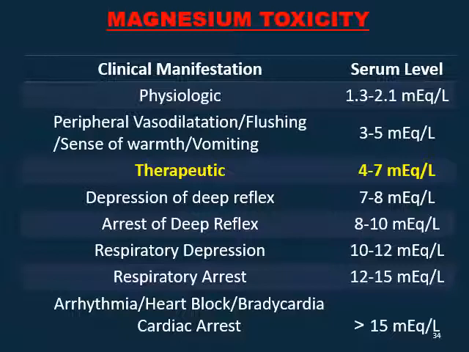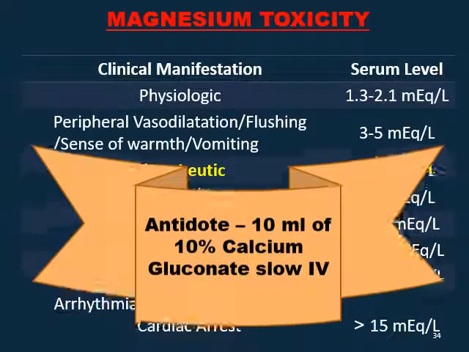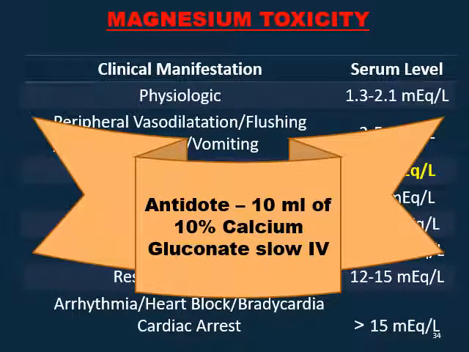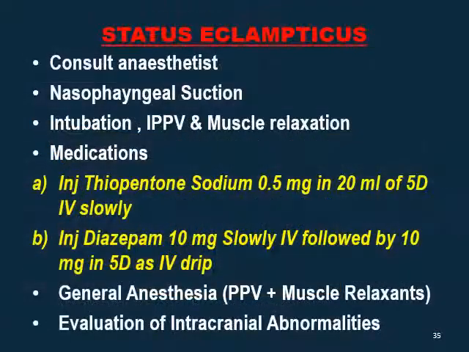Arrest of deep reflex occurs at 8 to 10. Respiratory depression occurs at 10 to 12. Respiratory arrest occurs at level of 12 to 15. Arrhythmia, heart block, bradycardia, and cardiac arrest occur at levels exceeding 15 milliequivalent per liter. The antidote of magnesium sulfate is 10 milliliter of 10% calcium gluconate slowly intravenous.